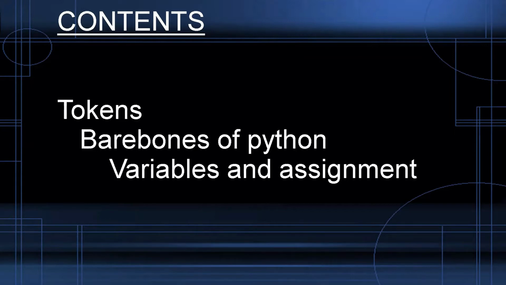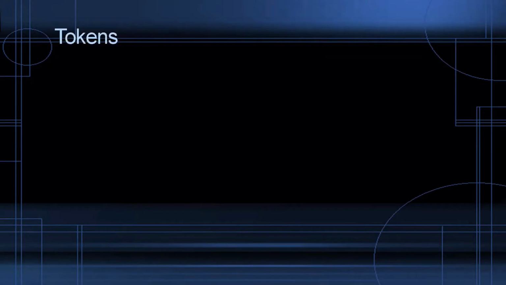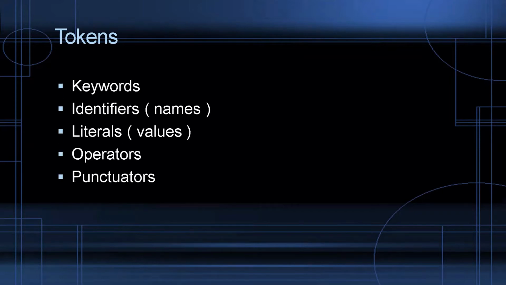Let's start with learning what tokens are. Tokens are the smallest individual unit in a program. Tokens are also known as lexical units. Python has the following tokens: keywords, identifiers or names, literals or values, operators, and punctuators.